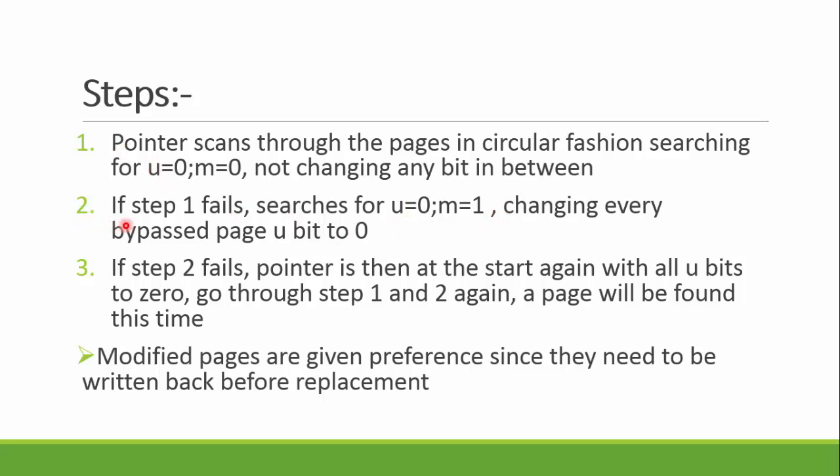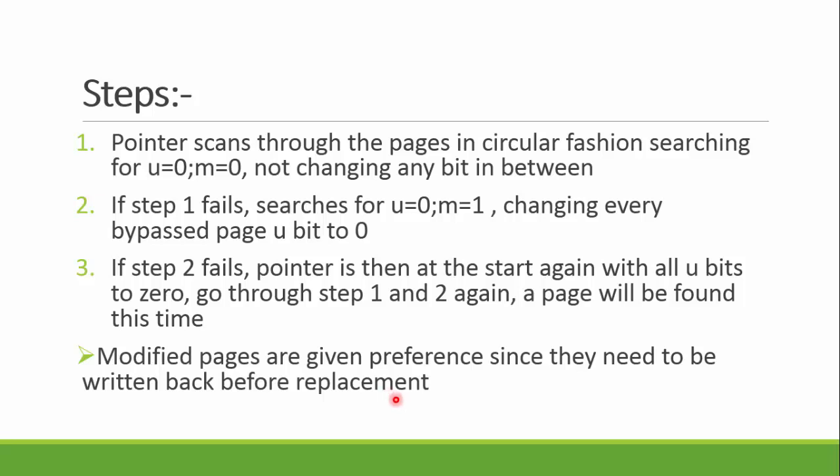Now if both of these steps fail, step 3 is that the pointer will eventually be at the start position. It will start again and follow through step 1 and step 2, but this time it will surely find one place to replace, as we have changed the use bit to 0 in between. So it will surely find one of these combinations to replace.